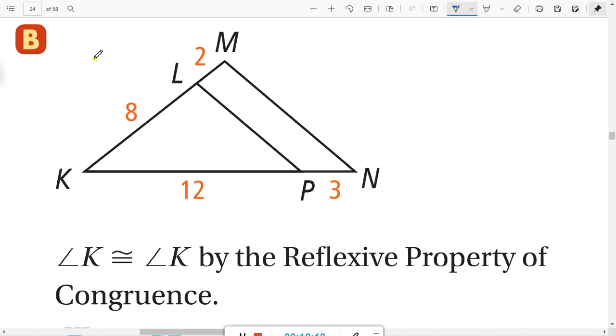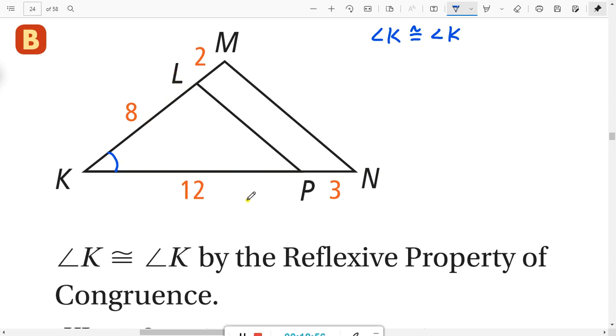Okay, part B. Let's see if we can prove it. We have a smaller triangle inside of a bigger triangle. Now these two triangles both share angle K. So of course we know that angle K is congruent to itself, angle K. That's obvious. Now we want to make sure the sides are in proportion to each other. Remember, the angle has to be in between the two sides that are proportional.